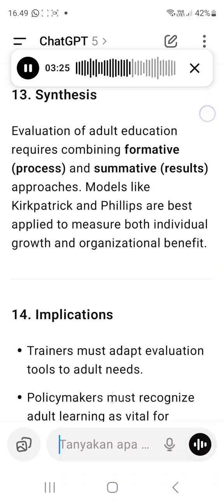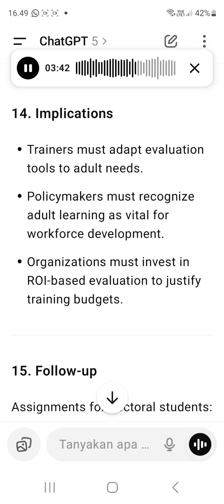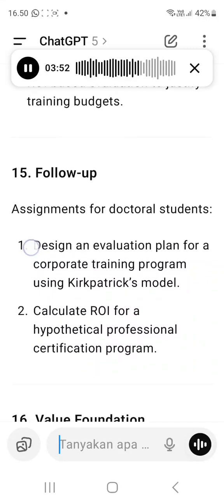13. Synthesis. Evaluation of adult education requires combining formative, process, and summative results approaches. Models like Kirkpatrick and Phillips are best applied to measure both individual growth and organizational benefit. 14. Implications. Trainers must adapt evaluation tools to adult needs. Policymakers must recognize adult learning as vital for workforce development. Organizations must invest in ROI-based evaluation to justify training budgets.